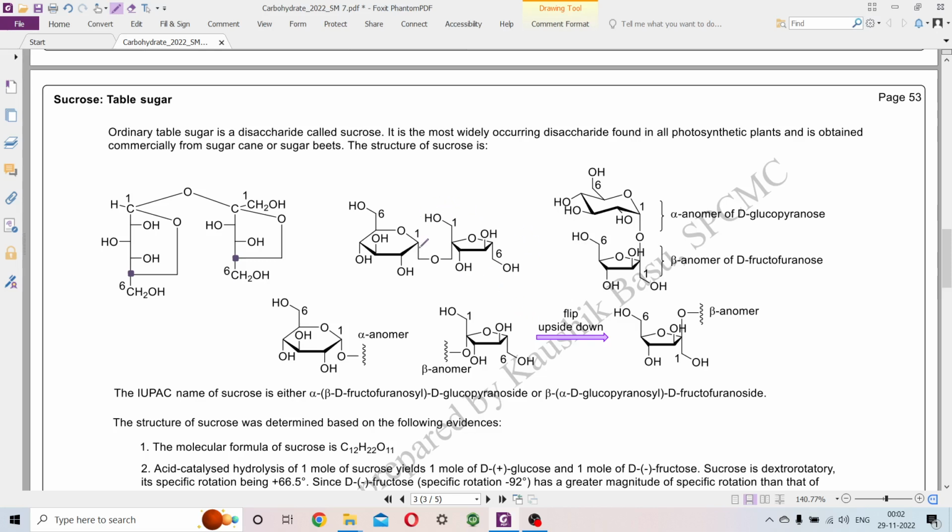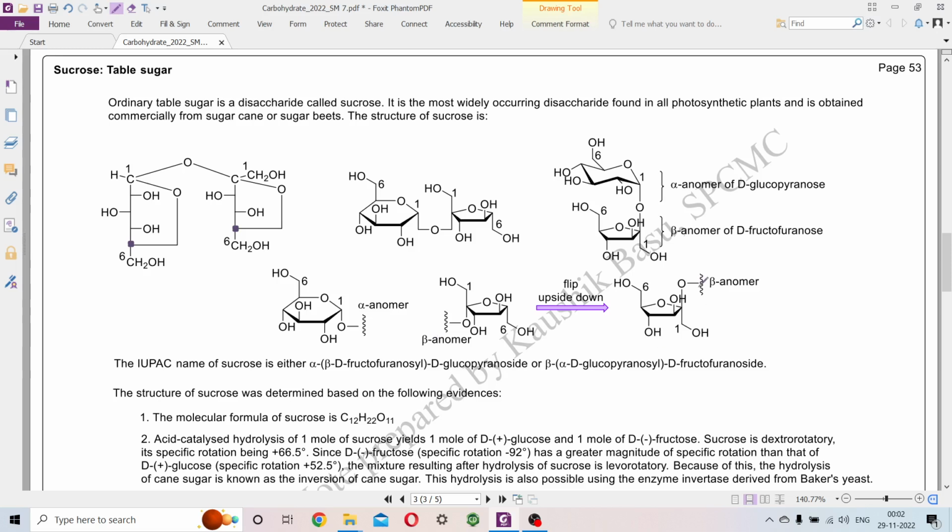So how have I drawn this here? It is actually the beta anomer of the fructofuranose form. See, the oxygen is projecting upwards, therefore it is the beta anomer. And if you flip this thing upside down, then this C1 will come here and the C6 will go here. So C1 is here, and now the oxygen is projecting below.